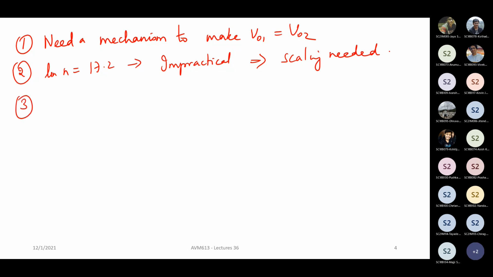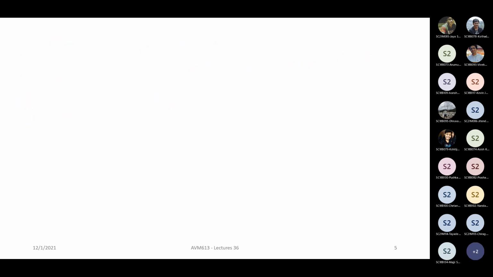Now, thirdly, there is also another thing. If VO2 is equal to VO1 and this VO1 is VBE1, now VBE by itself is a CTAT voltage. How can VO2 be temperature independent? So we need some kind of a mechanism to change even the current.